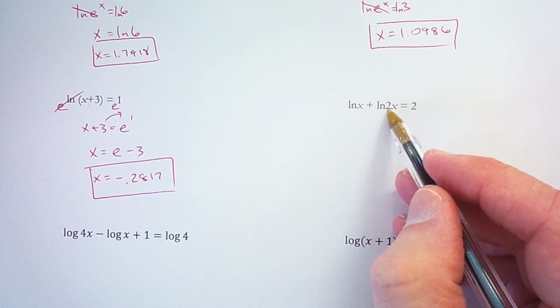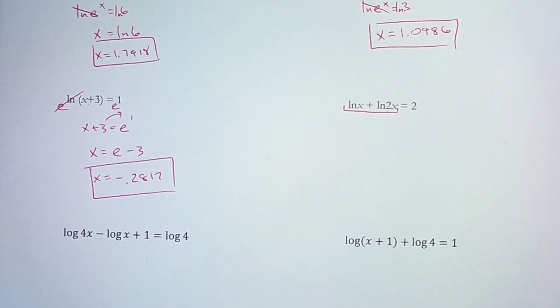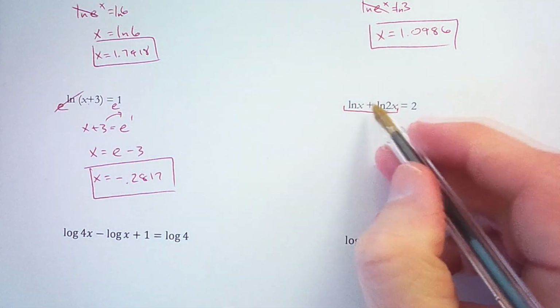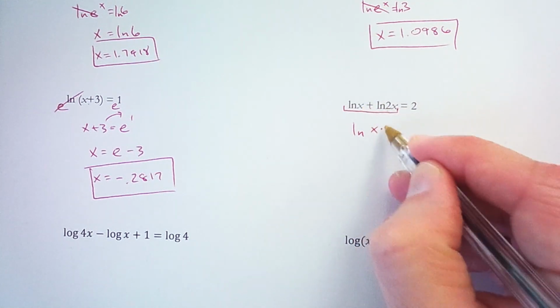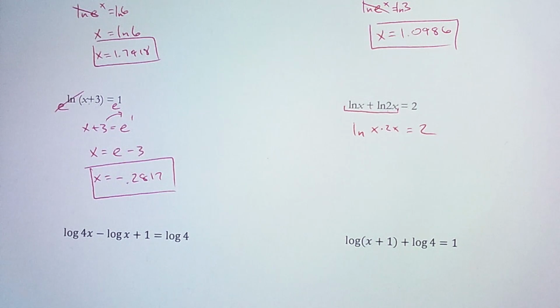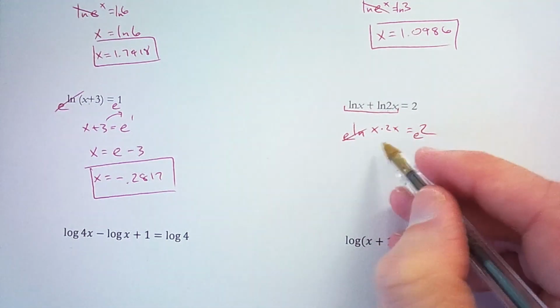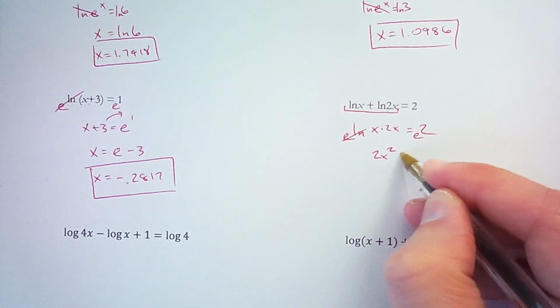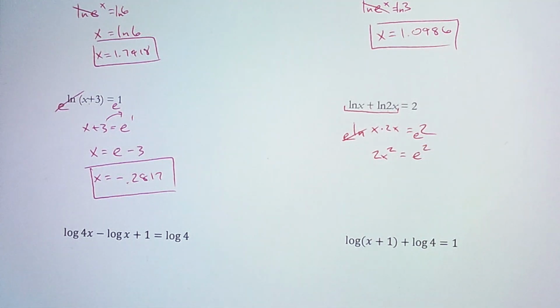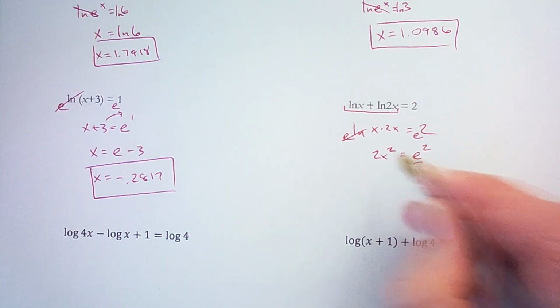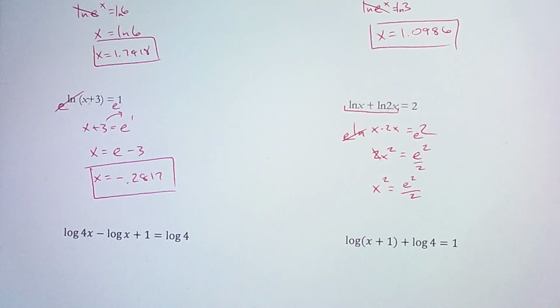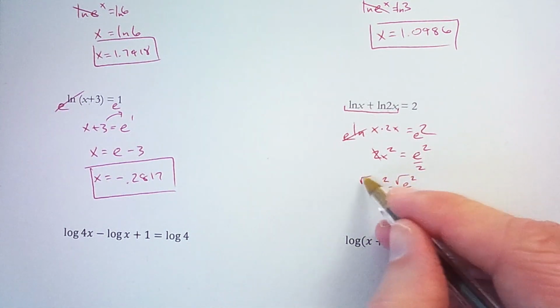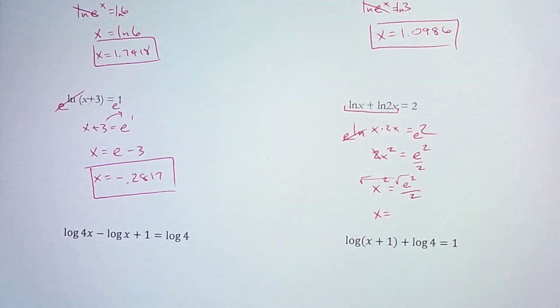So here I have 2 natural logs, and I need to condense this side before I can cancel out the natural logs. So that's natural log, and we're adding them, so we're going to multiply the arguments. x times 2x equals 2. Now I can do base e on both sides to cancel out that natural log, and I get 2x squared equals e to the second power. Then I can divide by 2, so I get x squared equals e squared over 2.